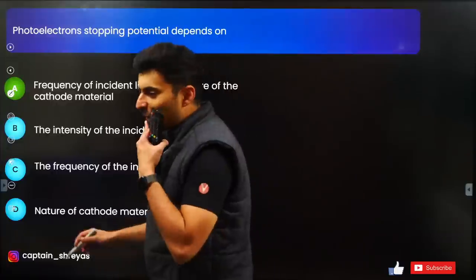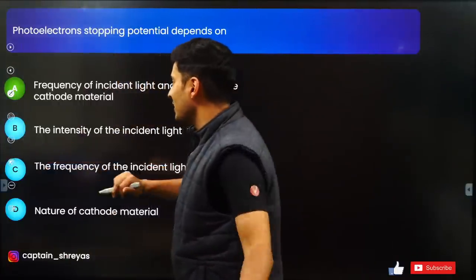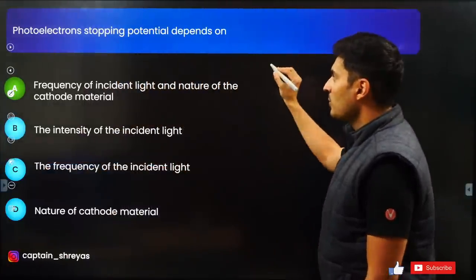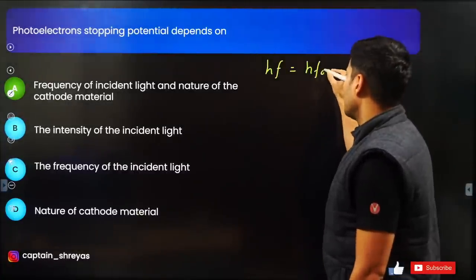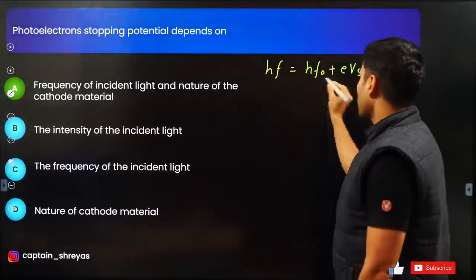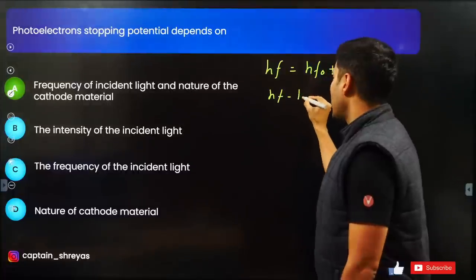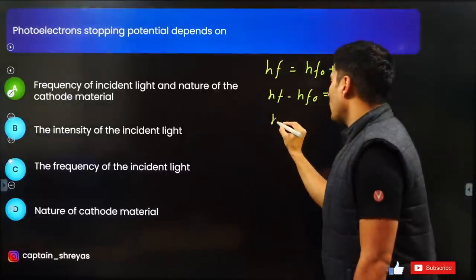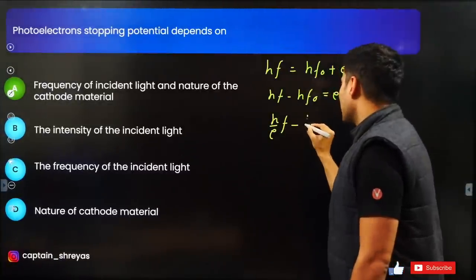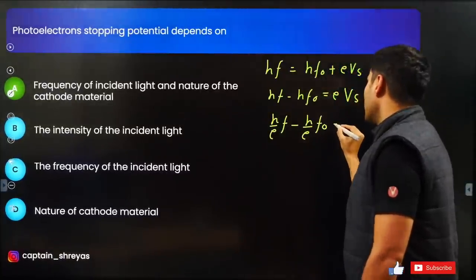The correct answer is actually A. It is not C or D, guys. Some of you said A. I was just seeing your chats. So stopping potential depends on, just use our photoelectric equation, HF is equal to HF naught plus E into VS. Rearrange it, HF minus HF naught is equal to E into VS. Just divide by E, so H by E into F minus H by E into F naught is equal to stopping potential.